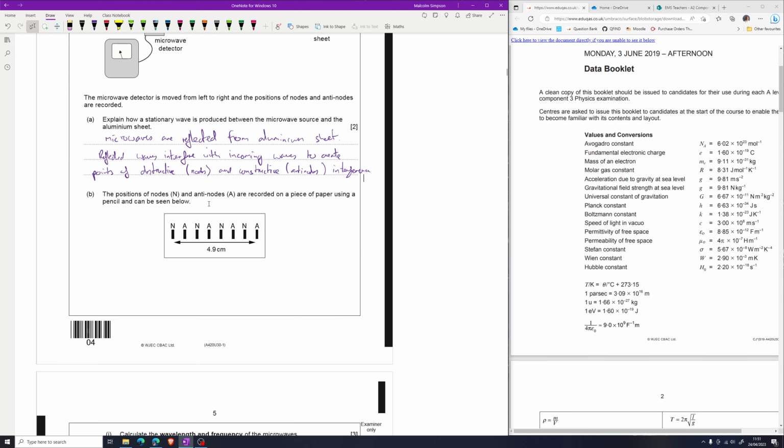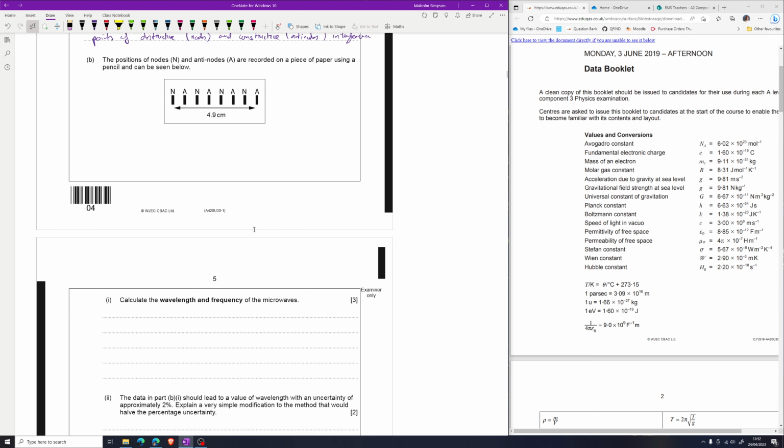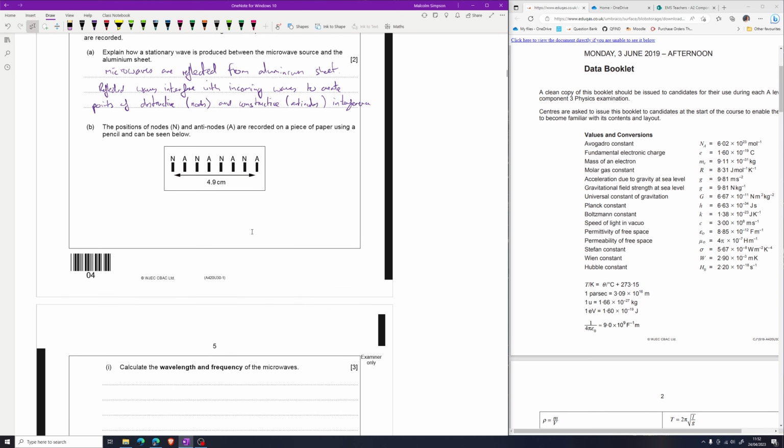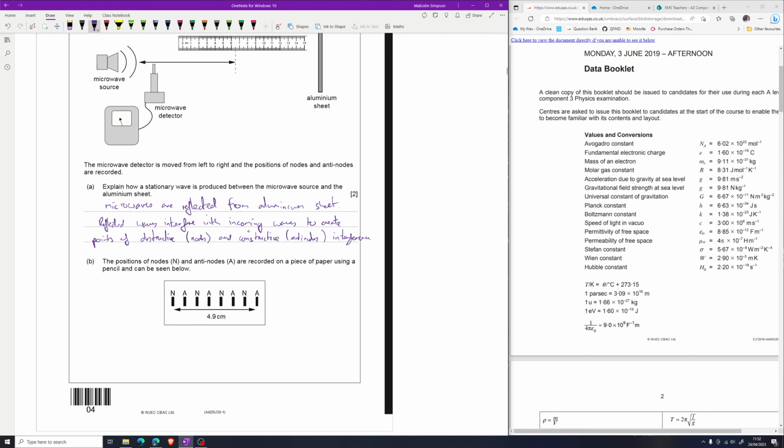The position of nodes and antinodes are recorded on a piece of paper using a pencil. That is correct. Calculate the wavelength and frequency of the microwaves. Bear in mind when you get a setup like this, personally I would just draw over it something along these lines. Oh, it's gone wrong. I'm turning it into a wave on a string because it's so much easier to visualize.